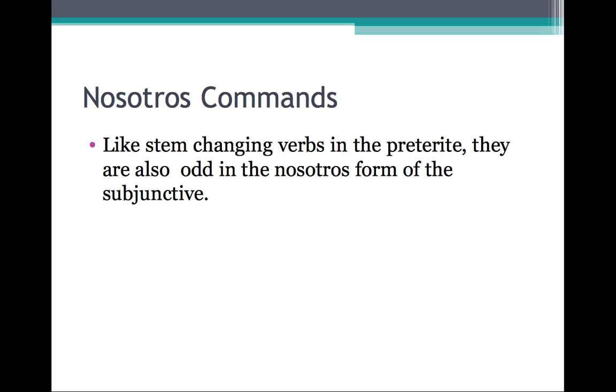Alrighty. Now we have to deal with stem changing verbs. I'm going to stop the video and then start it again to talk about stem changing verbs. So give me 1 second.